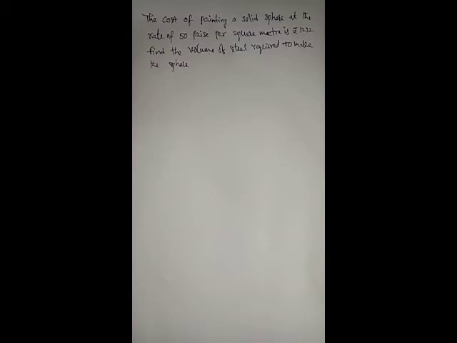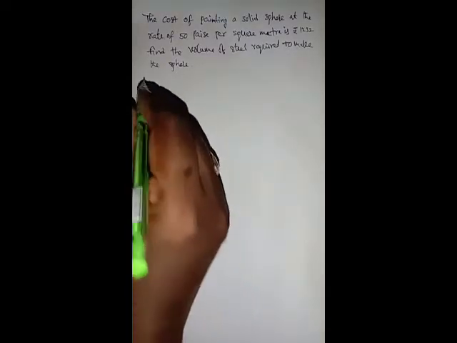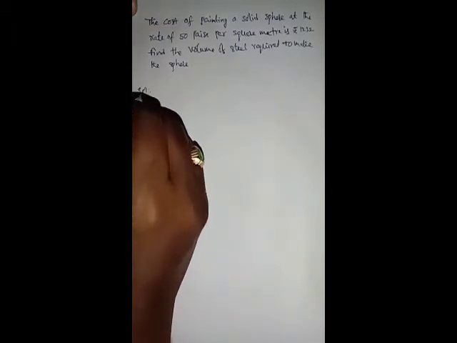Here, clearly observing, children, the total cost of painting a solid sphere is how much? 1232 rupees. And the cost per square meter is how much? 50 paisa. So what can we find? The volume of steel required to make the sphere. First of all, note down what is given. Solution.